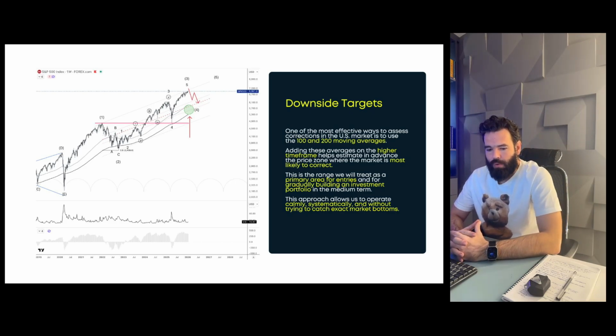In other words, one way or another, this cycle will come to an end and we will see a significant correction. And one of the most effective ways to assess a correction in the US market is the classic use of moving averages with values of 100 and 200. Adding these moving averages to a higher time frame, in this case you see the weekly chart, allows you to anticipate in advance the price range to which the market is most likely to correct. It is precisely this range that should be used as a zone for searching for entry points and gradually building your investment portfolio in the medium term. This approach allows you to work calmly, systematically, and without the need to catch the bottom, extremes, and so on.